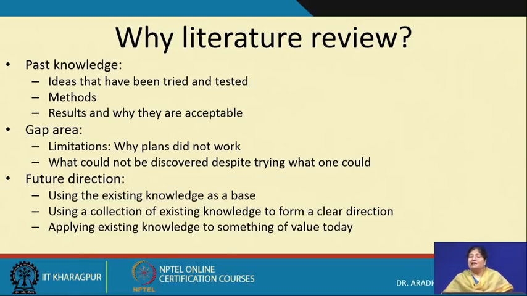So, you tried, it doesn't come in limitations, it just helps you capture what people tried, but they could not discover despite trying their best. So, that could be covered in the conclusion. Then literature review also helps you understand future direction. You use the existing knowledge as a base and it helps you give a direction to whatever you want to do in future. You could also use a collection of existing knowledge to form a clear direction.